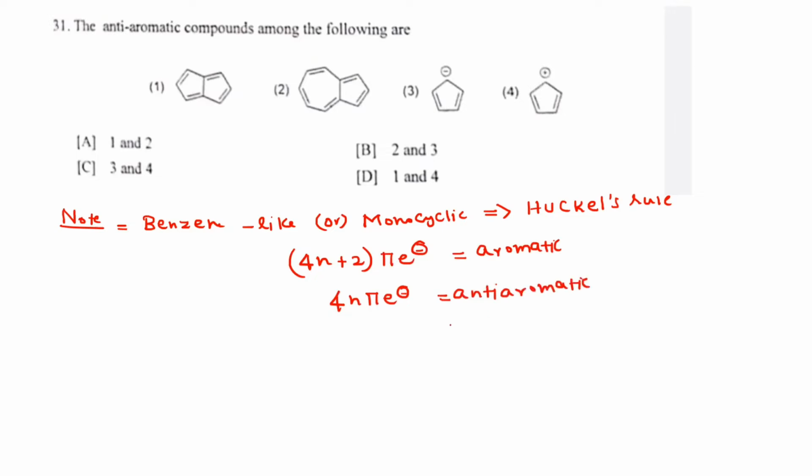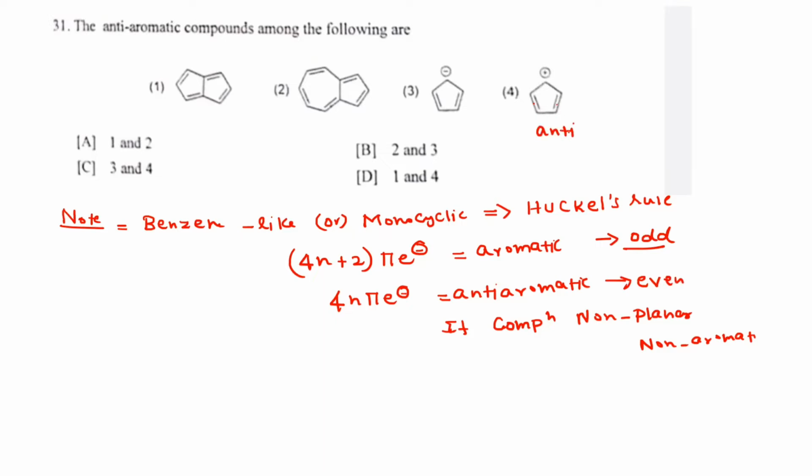If a compound is non-planar, we call it non-aromatic. A non-planar compound is non-aromatic. If you apply Huckel's rule to this molecule, there is 1 pi bond, 2 pi bond, and a positive charge, so 2 pi bonds. Listen, very simple: a compound containing an odd number of double bonds is called aromatic, and a compound containing an even number of double bonds is called anti-aromatic. This one contains an even number, therefore it's an anti-aromatic compound.